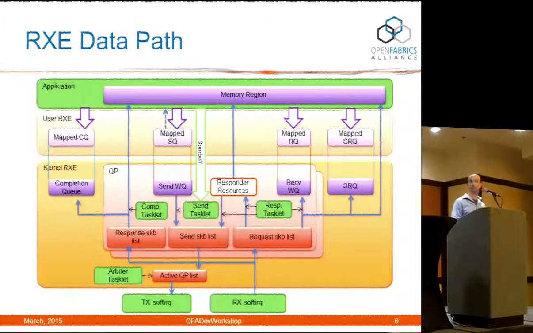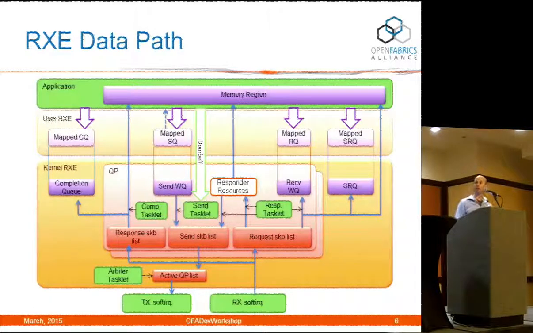The send tasklet, when it wakes up, its purpose is to translate WQEs into packets. The response tasklet handles incoming requests. If there are RDMA writes, they get scattered to memory. If there are RDMA reads, they get put into the responder resources and then processed, again by the same tasklet, to send outgoing RDMA read responses. And if they are just incoming sends, then they grab a WQE from the receive queue or the SRQ and then scatter to memory. So that's the response tasklet.